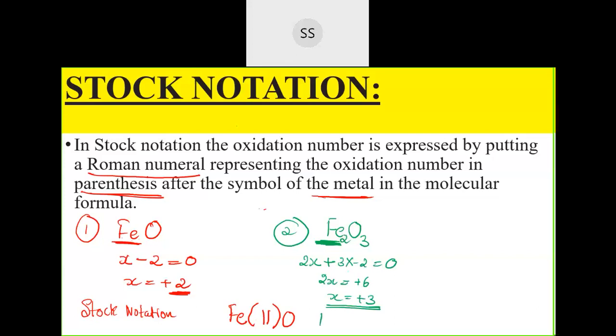So how will you represent that? You will represent like Fe, then Fe2 you should write. Write the whole compound as it is. Only thing is after the element you will write the oxidation state. So you will write oxidation as 3 and then O3. Okay, done. So this is stock notation where oxidation number you are going to represent in the Roman numbers immediately after the element, inside the bracket you should write. That's it.